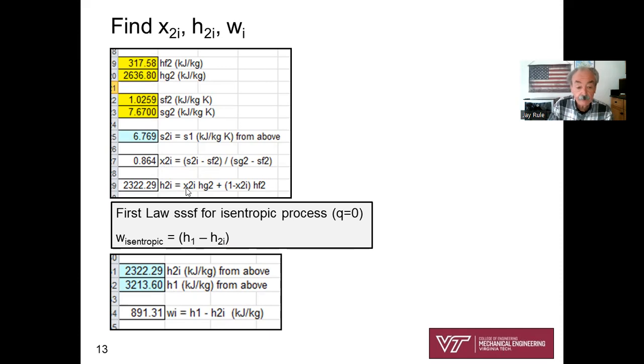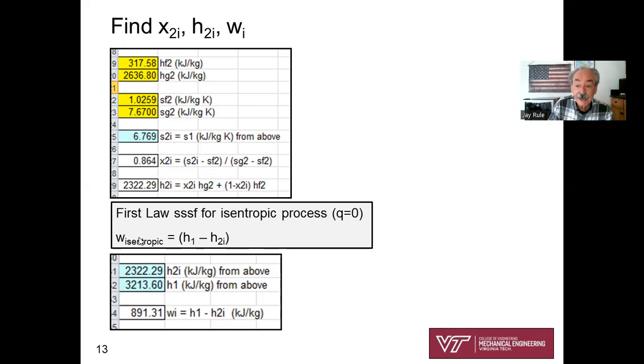All right, so let's see. We should know this off the top of our heads. H2I is equal to the quality times Hg plus what's left over, 1 minus the quality, times HF. Okay, got it. And so H2I is 2322.3 kilojoules per kilogram. I should have written my units out there. Shame on me. All right.